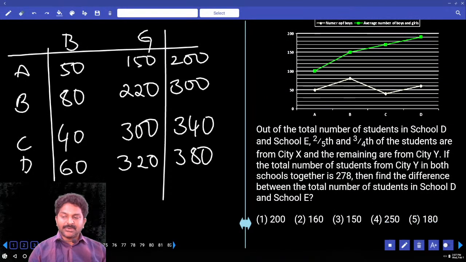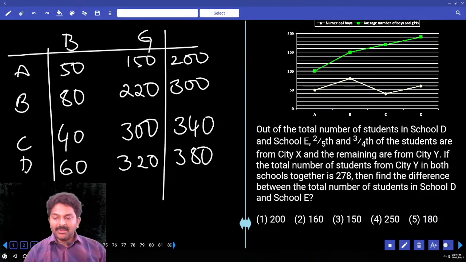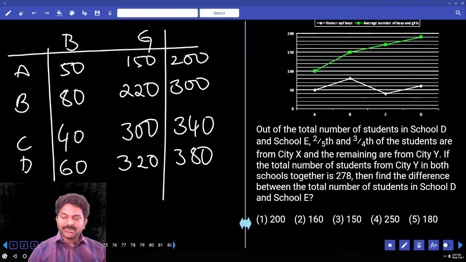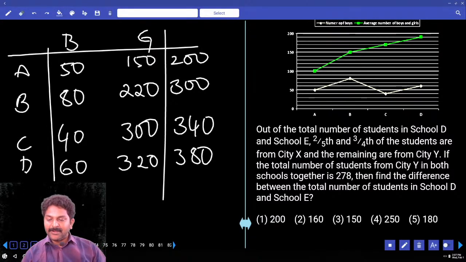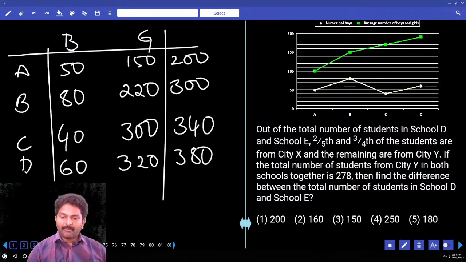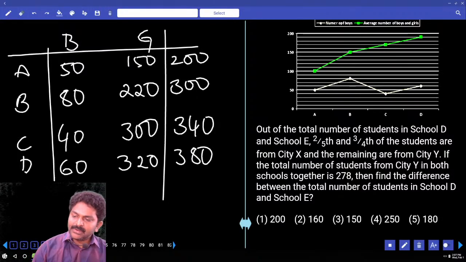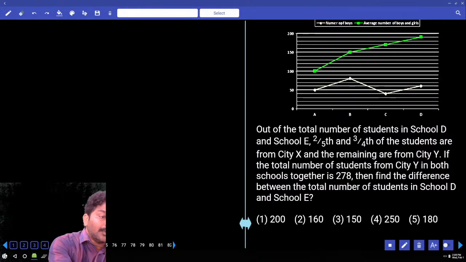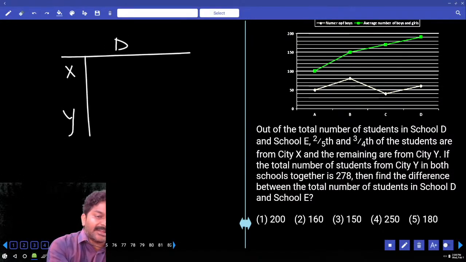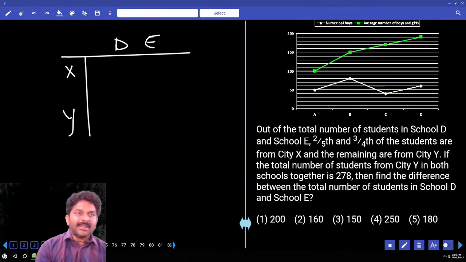Out of the total number of students in schools D and E, 2/5 and 3/4 students are from city X and the remaining are from city Y. The total number of students from Y in both the schools together is 278. Then find the difference between the total number of students in D and E together. Okay. So now, how many cities do we have? 2 cities, X and Y. In both cities, they are talking about students from D and E.